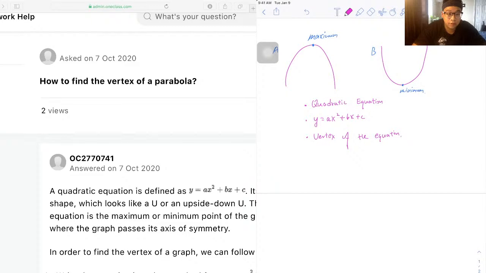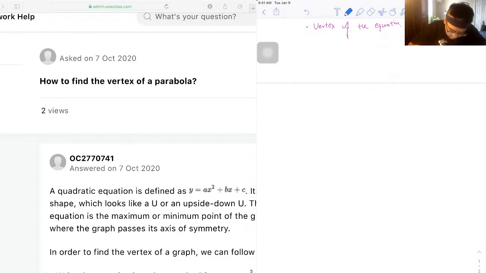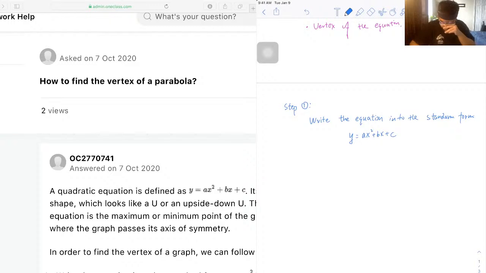Okay, so in order to find the vertex of the graph, we have the following steps. Step 1, we need to write the equation into the standard form, which looks like this: y is equal to ax squared plus bx plus c.